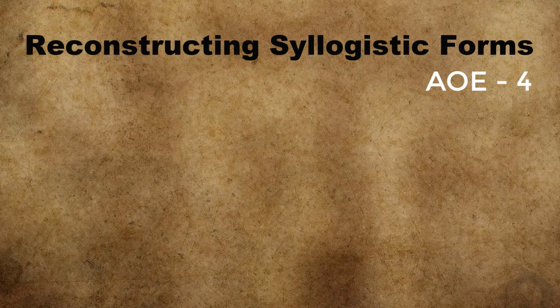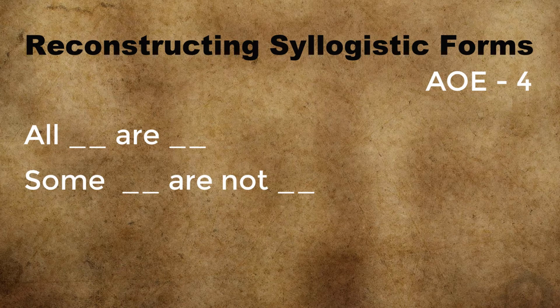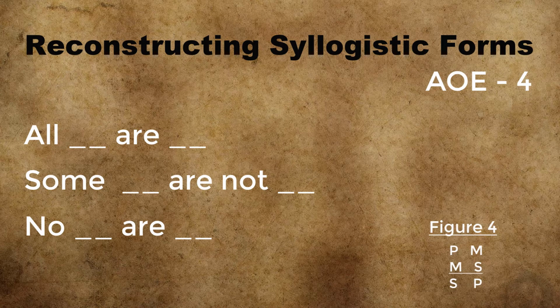You write out each categorical statement, but leave blanks for your terms. So your first statement, since it's an A statement, will be all blank are blank. Your second premise, since it's an O statement, will be some blank are not blank. And your conclusion is an E statement, so that will be no blank are blank. Then all you do is you look at your 4 figures, and this is figure 4, and you fill in the blanks.